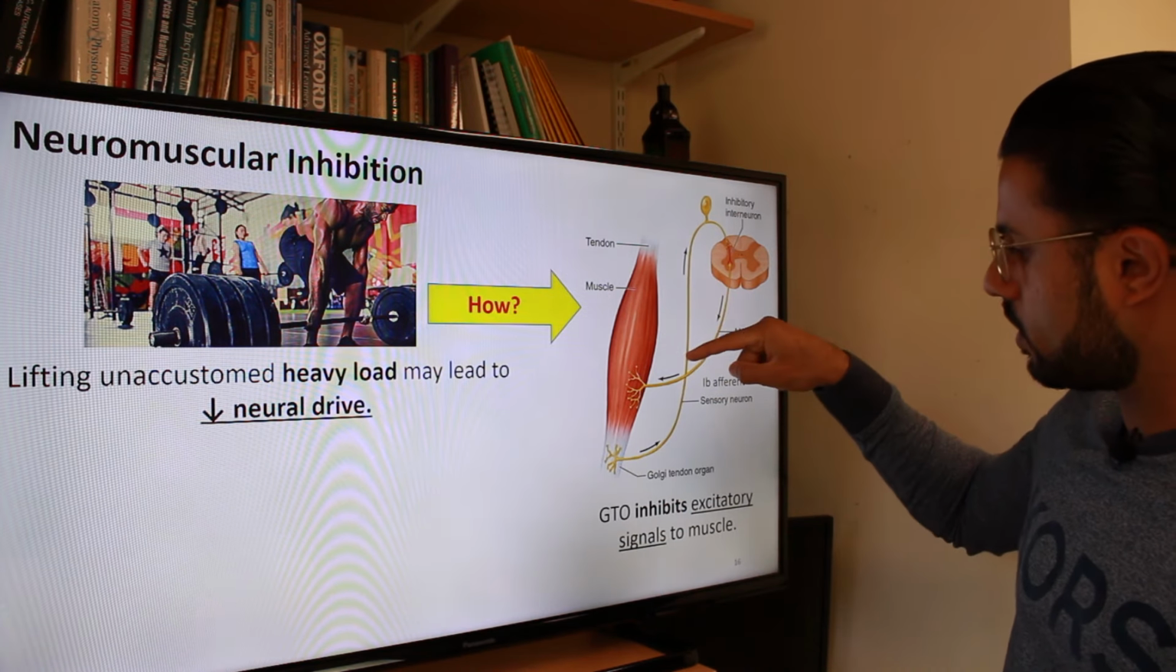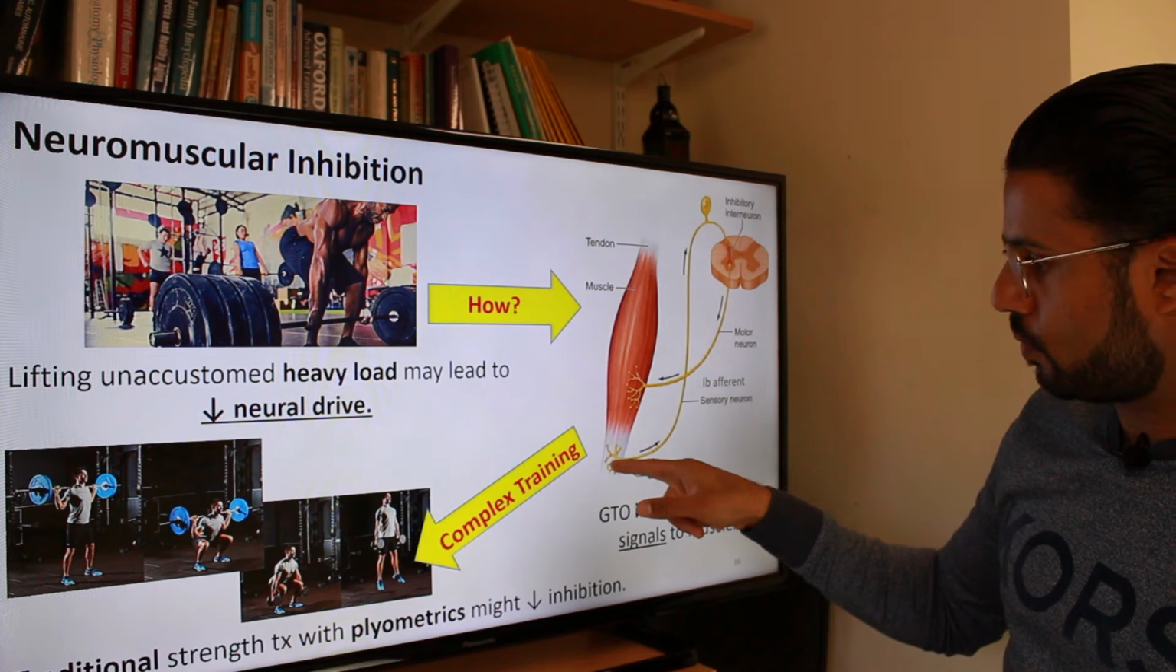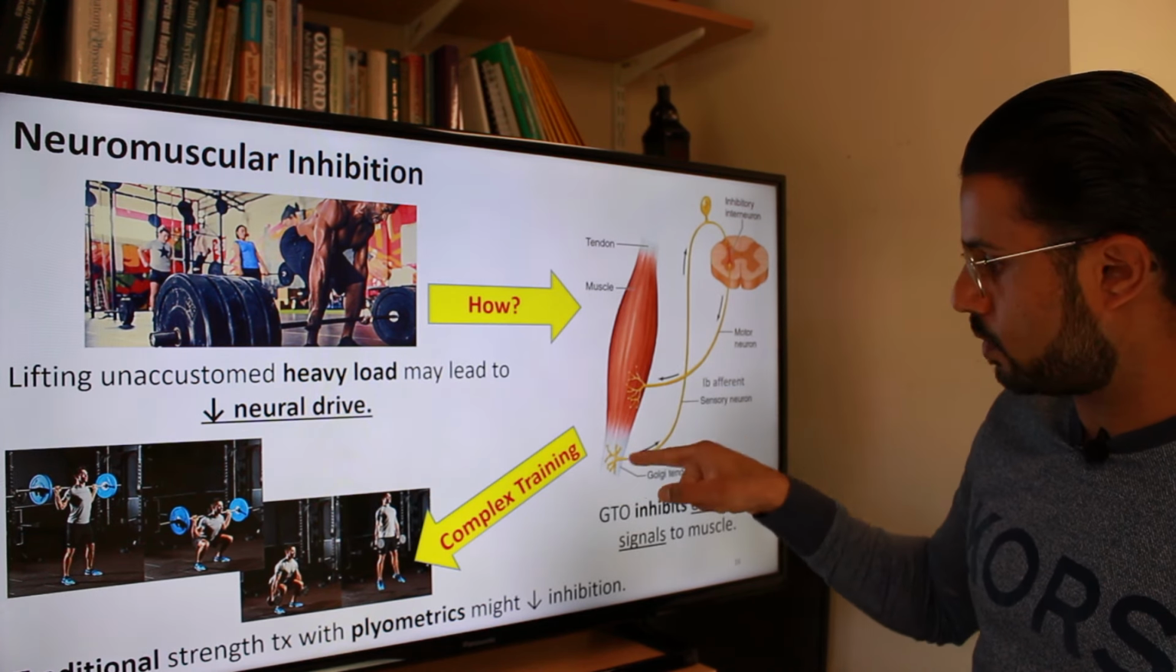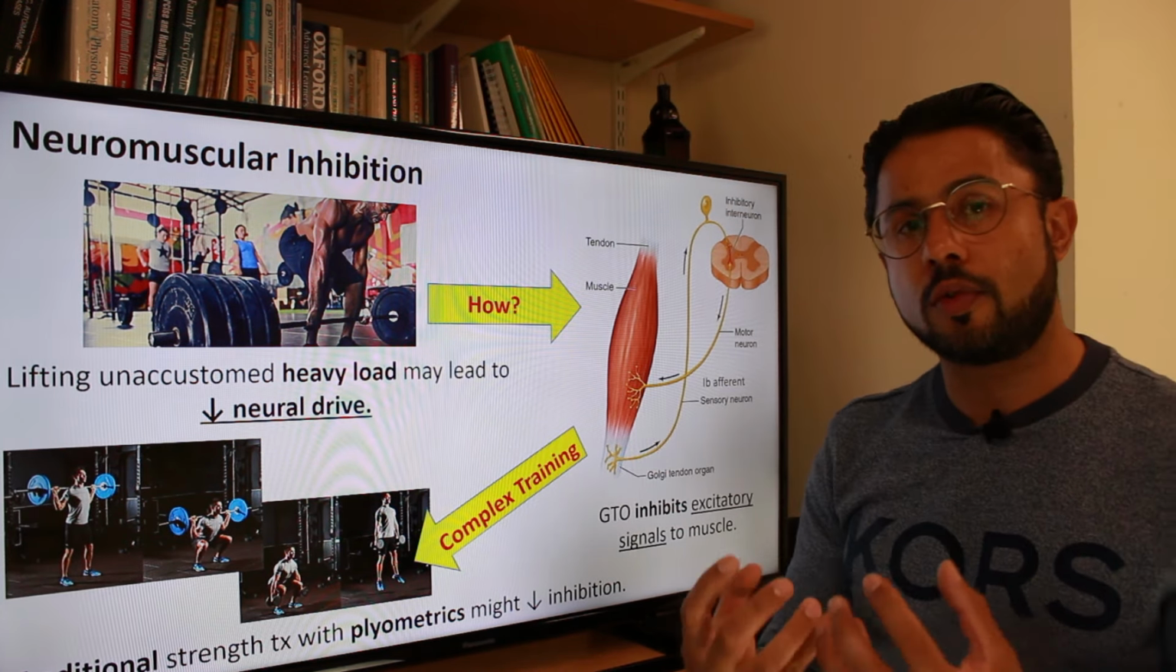So it's very important that we take part in training which can stop this inhibitory effect, and one of the ways that we can do this is complex training. Now, complex training is actually going to improve or strengthen not only the muscle but the tendons as well. So the tendons can handle a lot more force, so therefore there's going to be a higher threshold before the tendons send that inhibitory signal back to the spinal cord.